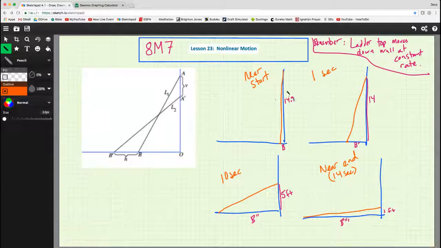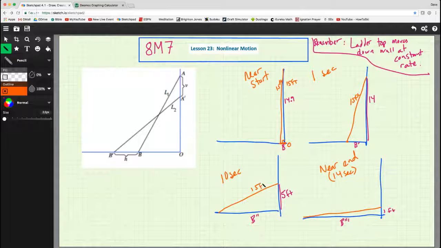Notice near the start, we're at 15. This whole piece here is about 15 feet. This hypotenuse is 15 feet. We're going to use our Pythagorean theorem, and then we can figure out how far away from the bottom, if you call this the origin, we'll call this point O, we can figure out how far this is by using our Pythagorean theorem, because this ladder is always 15 feet long.